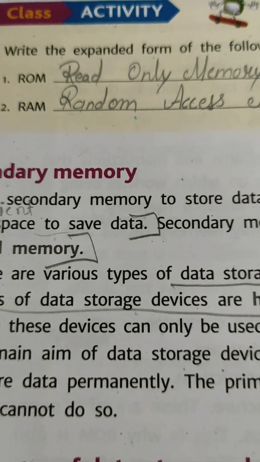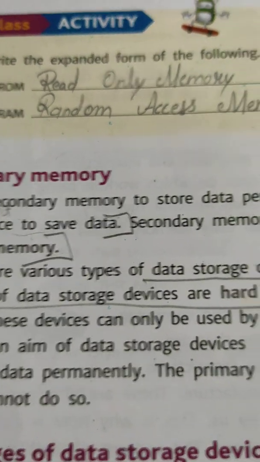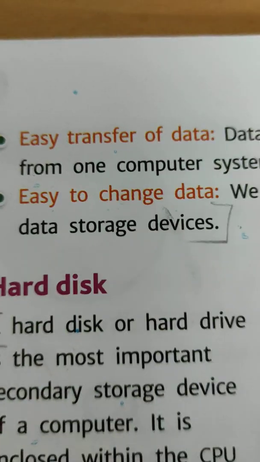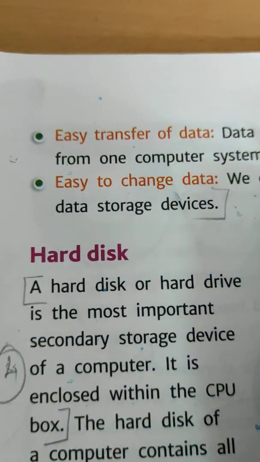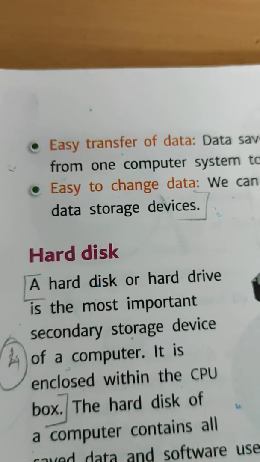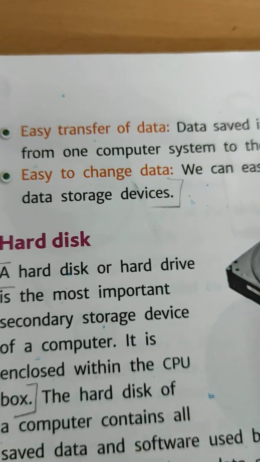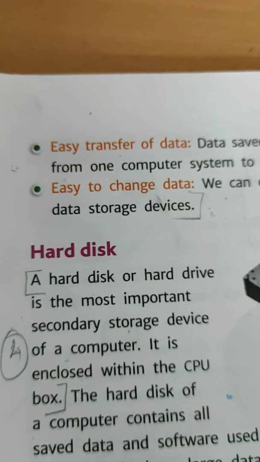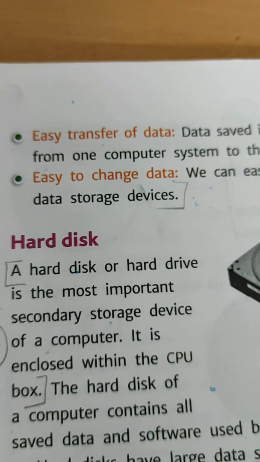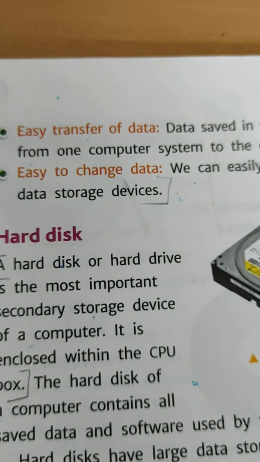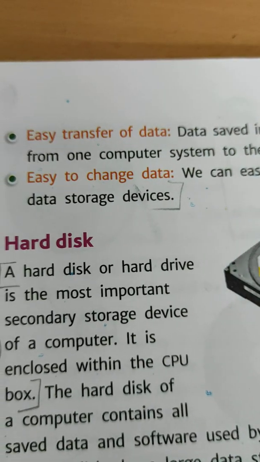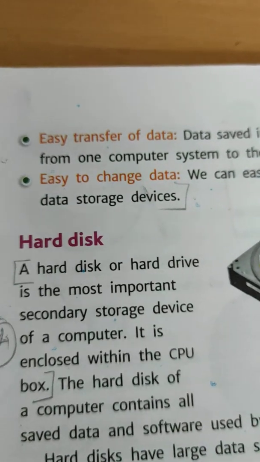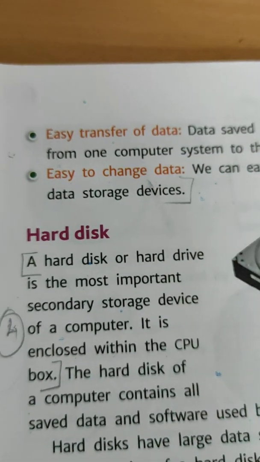Next is easy to change data. We can easily change and delete data in most data storage devices like a pen drive. If any audio is there, any song is there, if you want to delete that song and add another song, you can do it. Here we will see now the first secondary storage device.